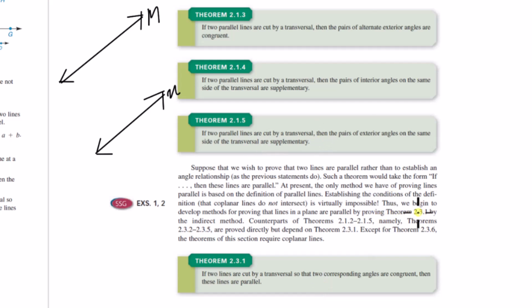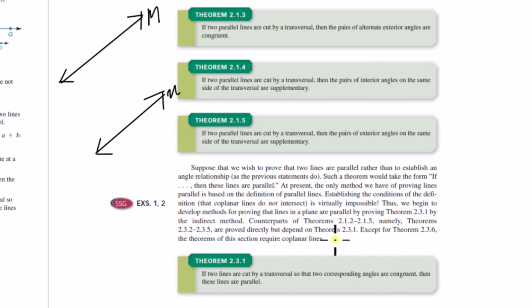So we're going to start by proving that using the indirect method. Then, using counterparts of these theorems that prove that lines are parallel, we'll look at theorems like that and prove those directly, but they're going to depend on this. Now, except for theorem 2.3.6, the theorems of this section require coplanar lines. So let's keep that in mind.